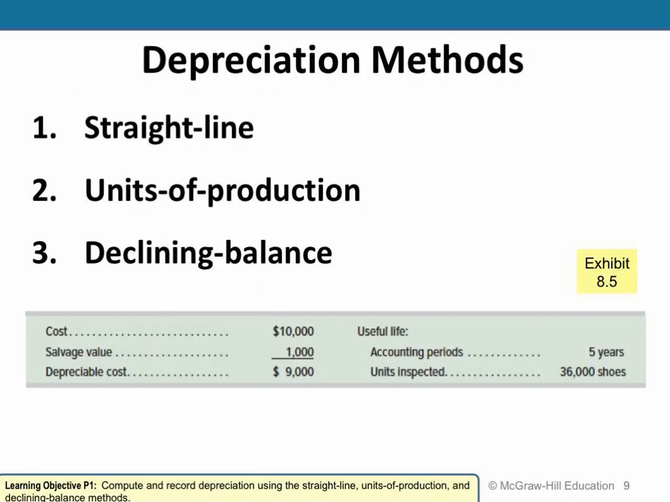Of those three methods, straight line, units of production, and declining balance, we can take a look at a fact pattern here and put that in place with examples for each of them. So let's assume our piece of equipment has a cost of $10,000. We assume its residual or salvage value will be $1,000. If we think about our coffee shop example, this may be purchasing the piece of equipment that will grind the coffee beans up for us. The cost of $10,000 may be what we paid for the machine.